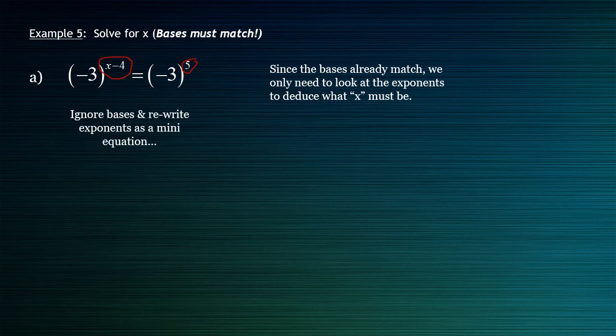But what we can do, because our bases match, is just ignore them and rewrite the part that I circled in red there as a mini equation. x minus 4 equals 5. Now I can solve that and get x equals 9.